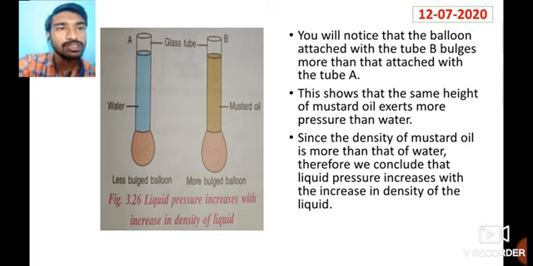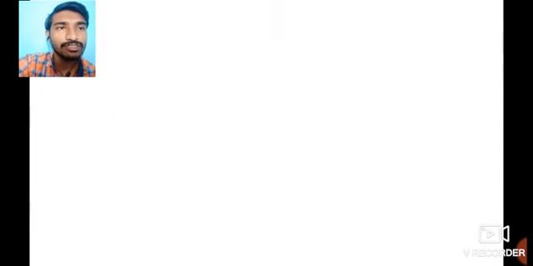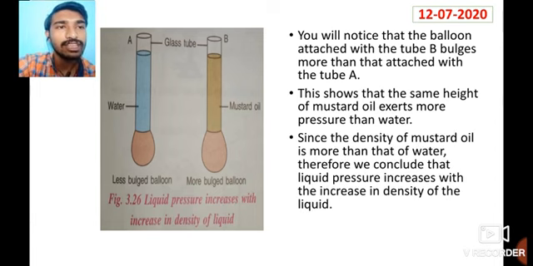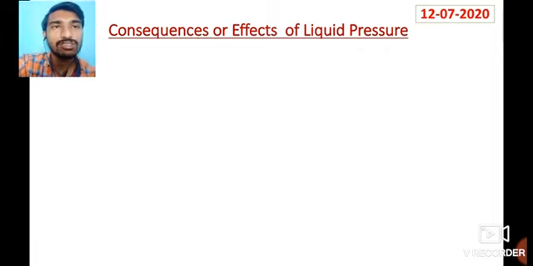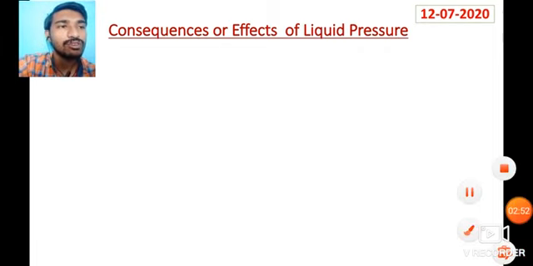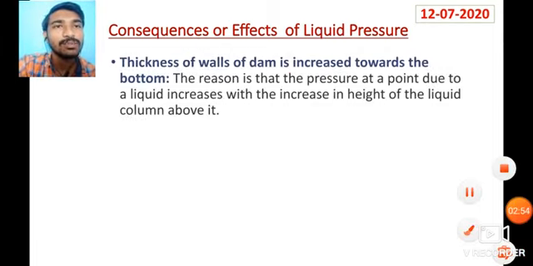So here the liquid pressure always depends on the density of the liquid. If the density is less, the pressure will be less. If the density of the liquid is more, the pressure exerted will be more. Okay students, now let us move on to the consequences or effects of liquid pressure.